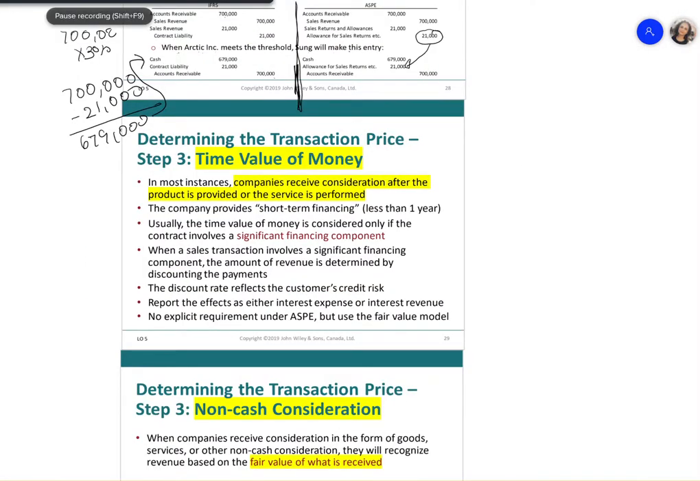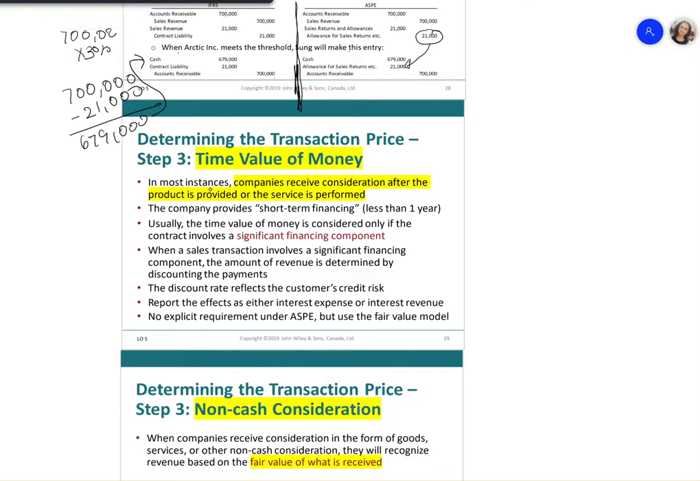Time value of money, we have learned it. We have to bring it to the present value. Any future cash flows, when we are calculating the transaction price, we have to record them at the present value. We learned it in chapter 2 when we calculated the present value, but we're going to do a quick visit to this.